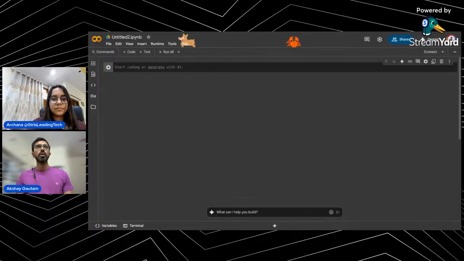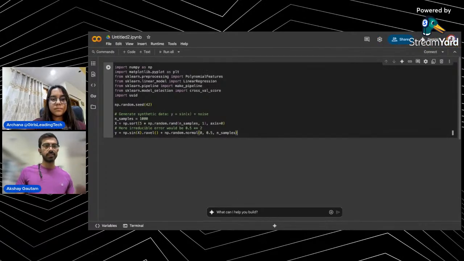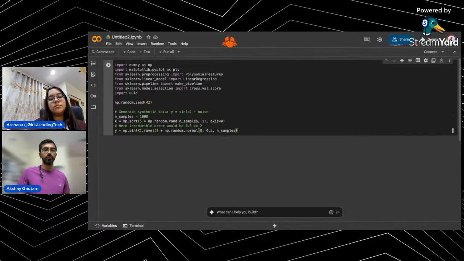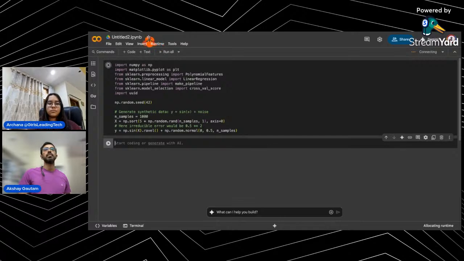I'll just write a quick code. It's a dummy code, not a real project. I wish we had time for a real project, but we don't. So this is again standard libraries, NumPy, Matplotlib, PyPlot. Here I'm generating synthetic data where the data has a sine nature to it, and because the real world always has noise, I will also have noise with the data. Noise is necessary for us to witness how our algorithm works. So I'll just run it and hope that it runs.